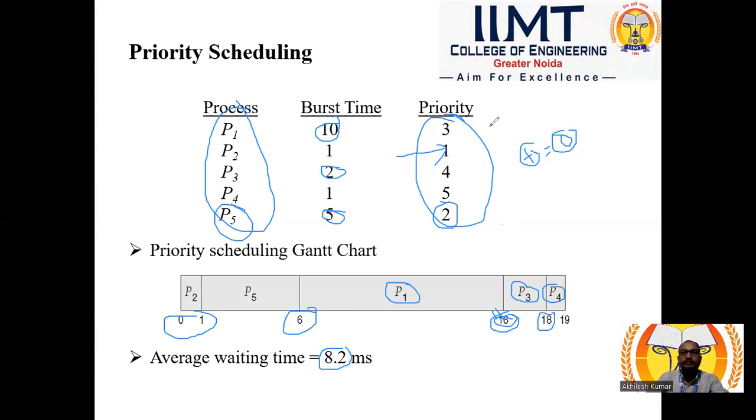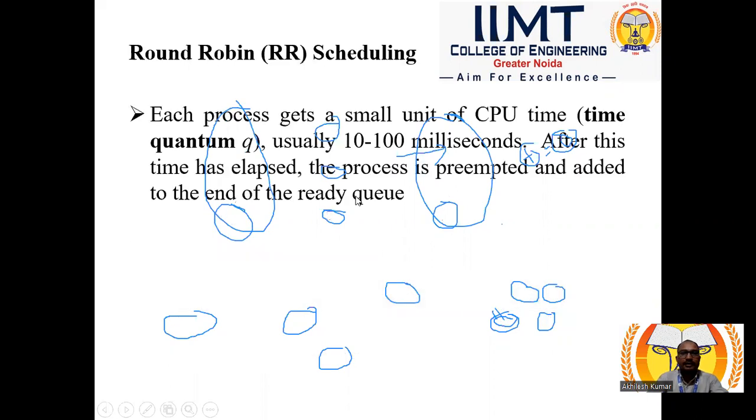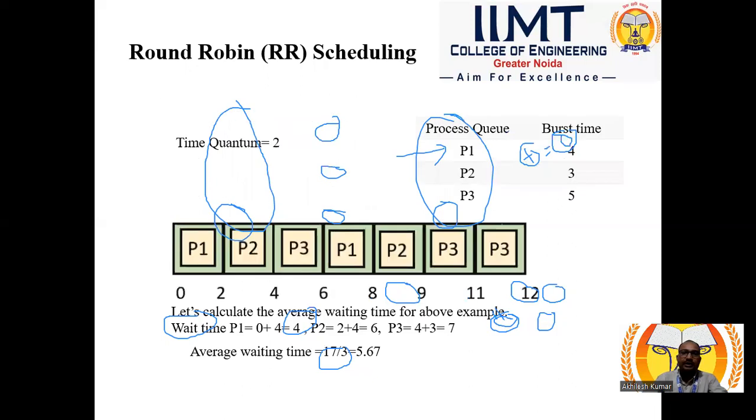Now we go for the next algorithm. The next algorithm is the round robin algorithm. Round robin is a preemptive type of scheduling algorithm in which a time quantum or time slice is given to each process. Each process gets a small unit of CPU time, also known as the time quantum. Usually the time quantum is between 10 to 100 milliseconds. After this time has elapsed, the process is preempted and another process arrives in the ready queue for execution.